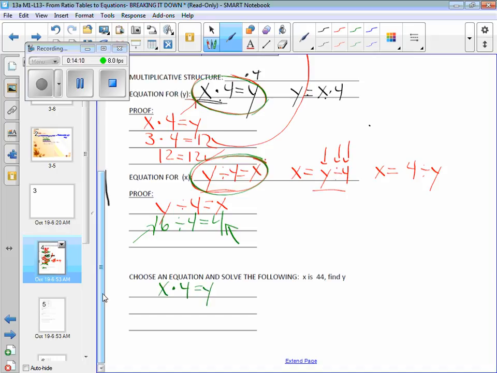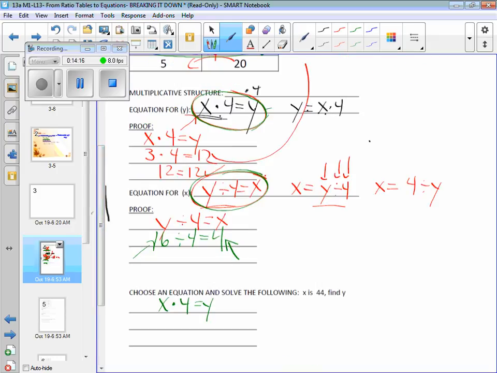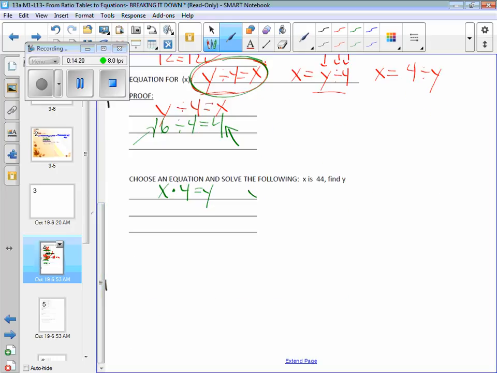And honestly, this is totally up to you, but I don't care which one of these you use. If it makes more sense to you to put the y on the left, as long as the other expression is x times 4, you do what works best for you, but whatever you choose, it has to be the y equals. This is the y equals, and this is the y equals. That's like the hardest part, is choosing which equation to use.